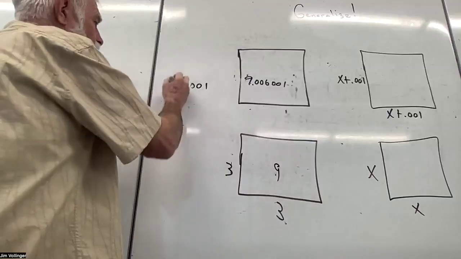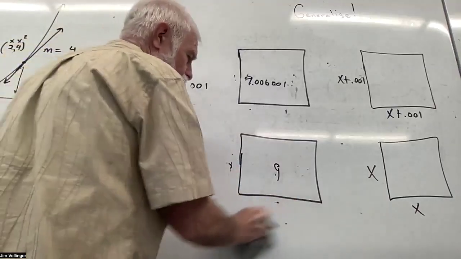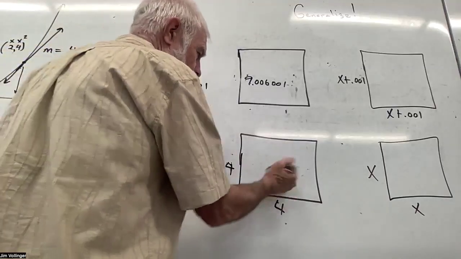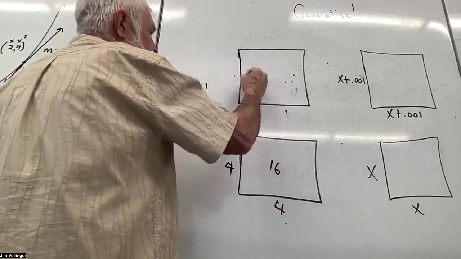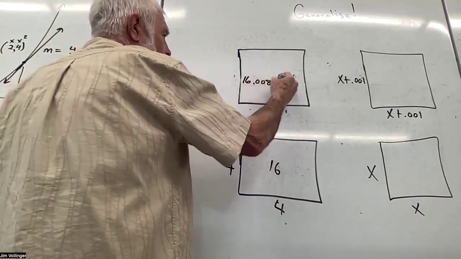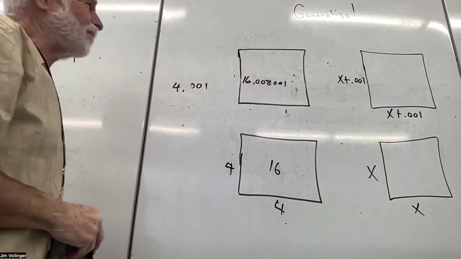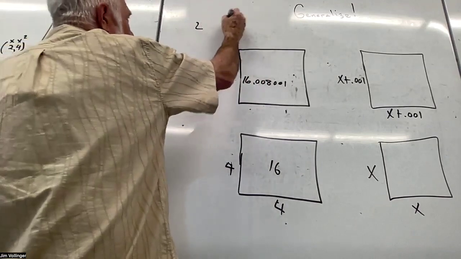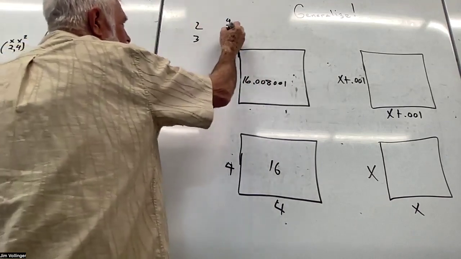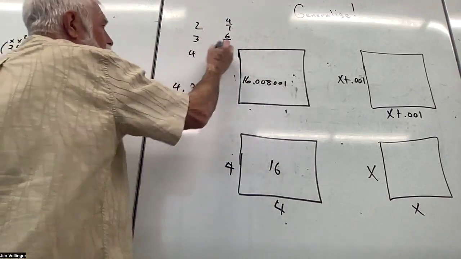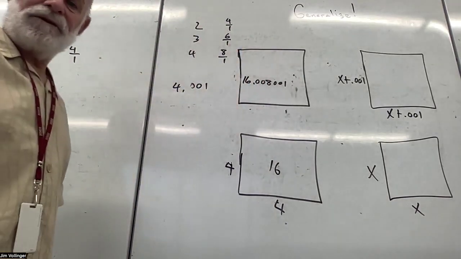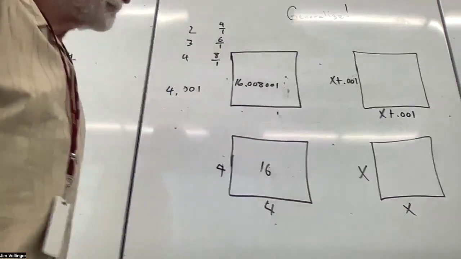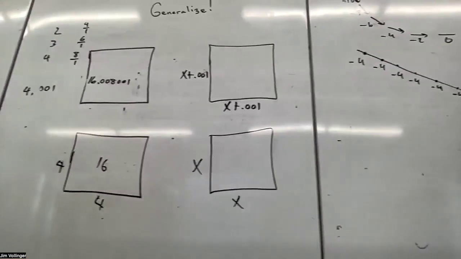If this had been a 4, and this had been a 4, well, that's 16, but this changes to 16.008001, and I'm going up at 8-to-1. At 2, I'm going up at 4-to-1. At 3, I'm going up at 6-to-1. At 4, I'm going up at 8-to-1. Wow, seems to me there's a pattern here. Well, let's look at it generically.